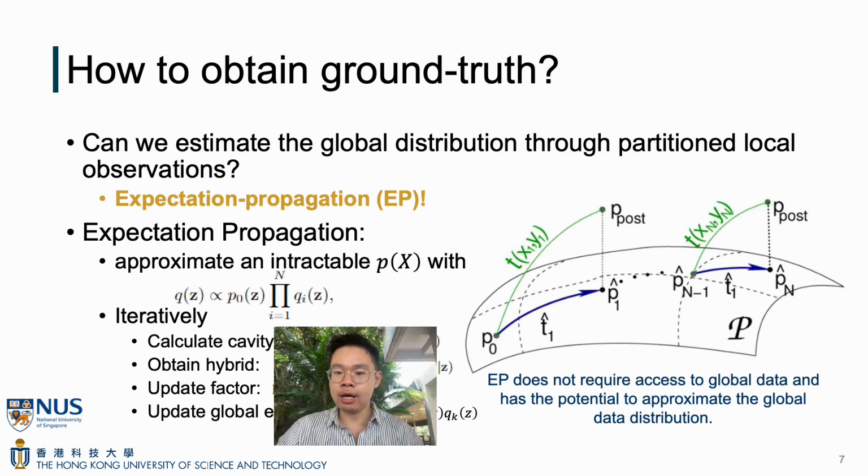Can we approximate the global distribution through partitioned local observations? The answer is yes. Actually, the solution presented in this work is inspired by expectation propagation, an approximate Bayesian inference method. Such a method does not require access to global data and has the potential to approximate the global data distribution. Due to the limited time, I'm not going to discuss the details of the EP algorithm. It's highly recommended to read our paper.